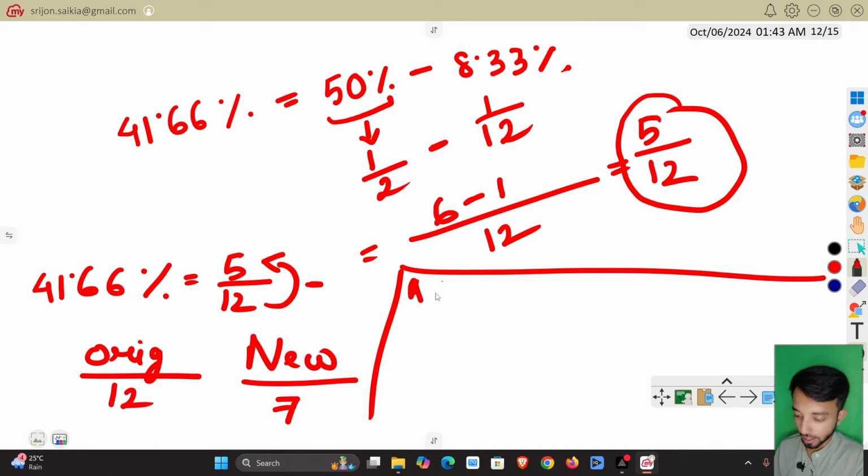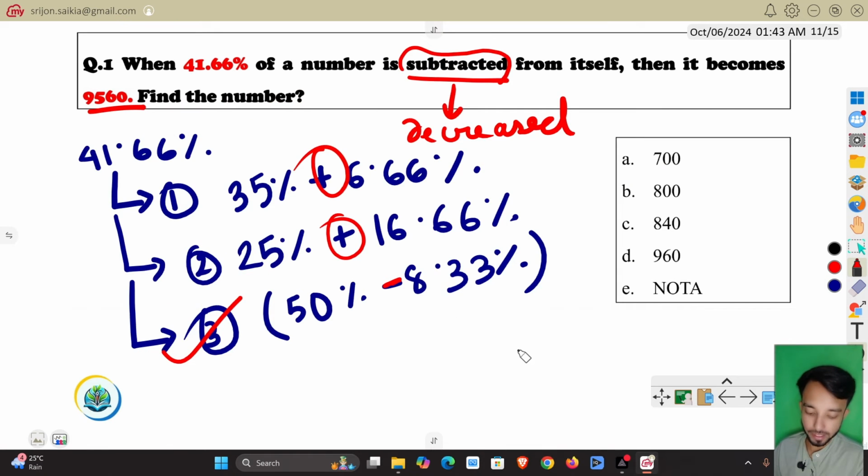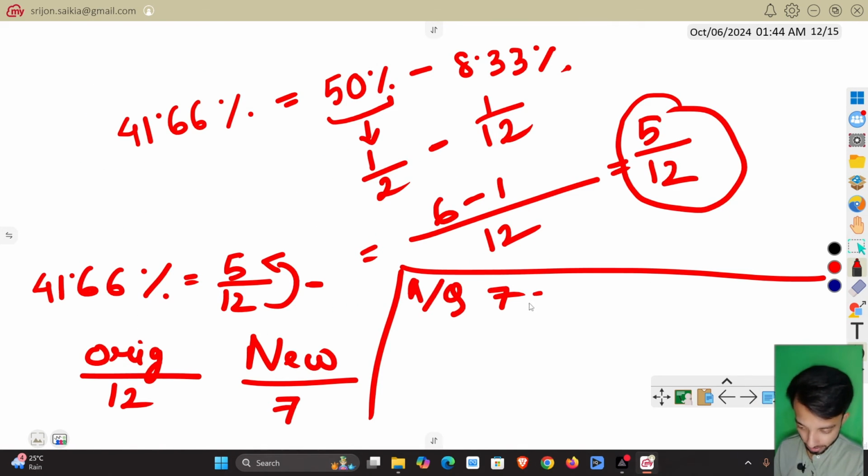According to the question, 7 is equal to, it's given, what is the value given? 7 is equal to 9560. The value of 7 is equal to 9560.